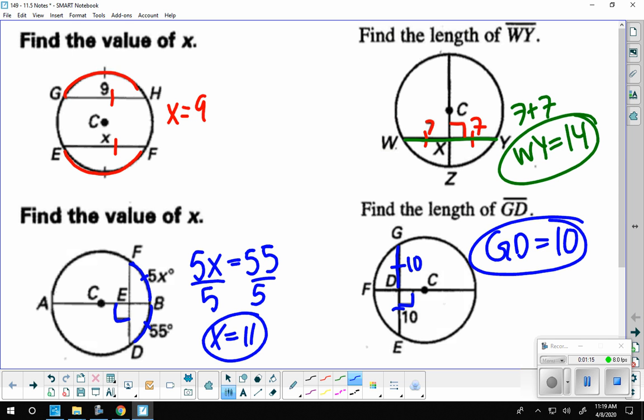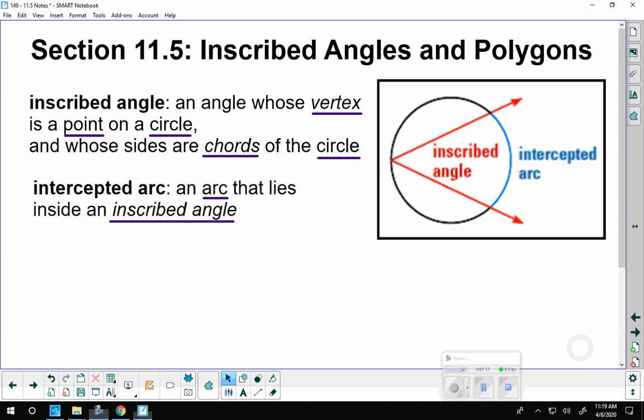All right, definitions. What is an inscribed angle? Think of inscribed as inside. It's an angle whose vertex, if you look at the picture, here's the vertex, is a point on a circle. That's key. It has to be on the circle. And whose sides are chords of the circle. Remember, a chord has endpoints on the circle. So the two red parts you see here, those are chords.